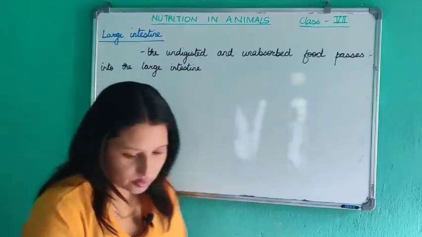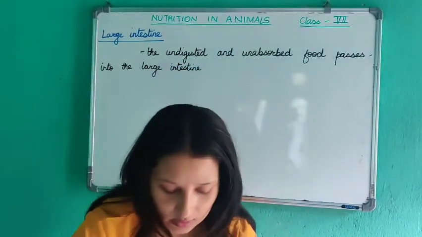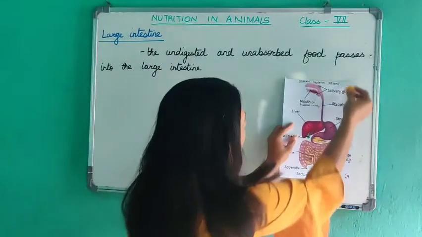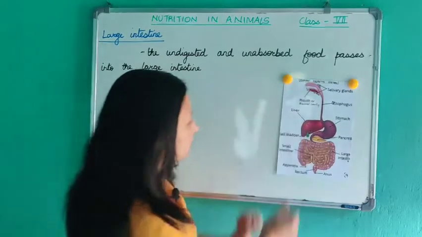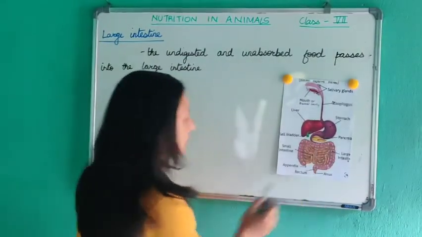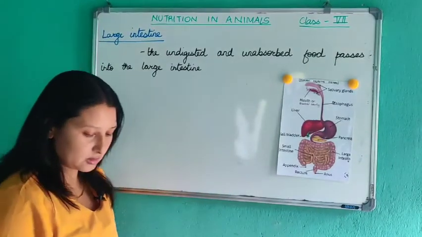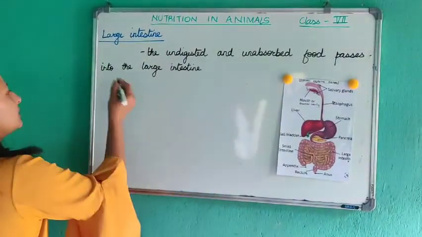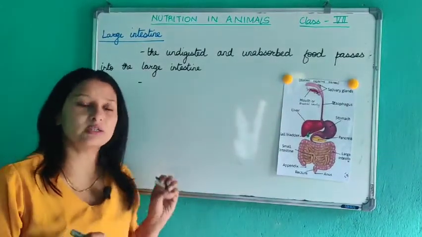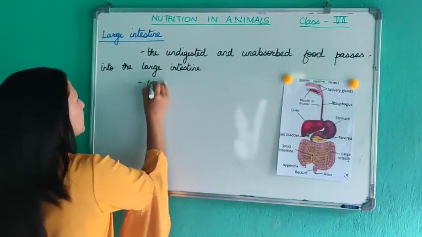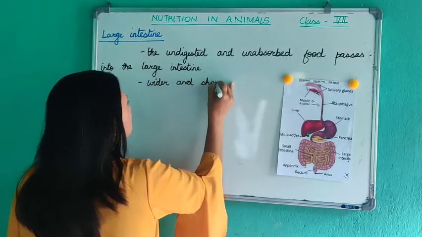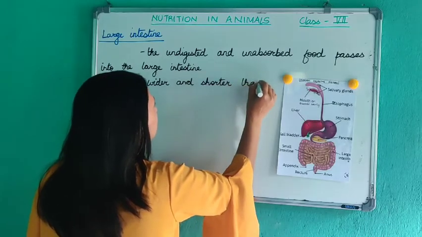Okay, let me put up the diagram of the digestive system on the board so it will be easier for you to understand. Okay, now here this part is the large intestine. Now what happens in the large intestine is that if you look at the large intestine and compare it with the small intestine, the large intestine is wider and shorter. Okay, wider and shorter than the small intestine.